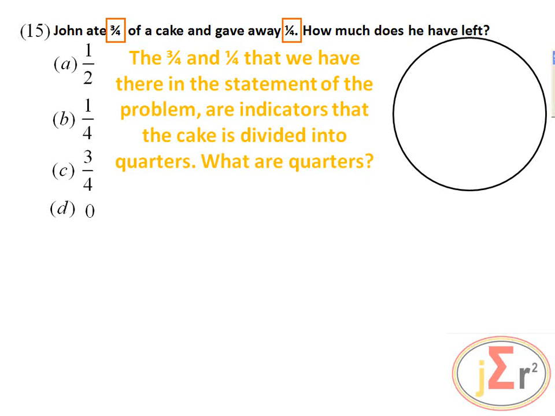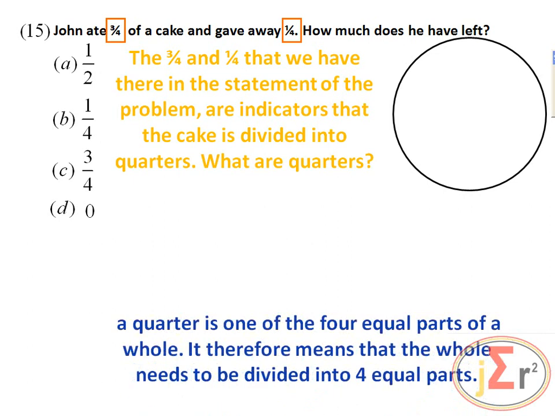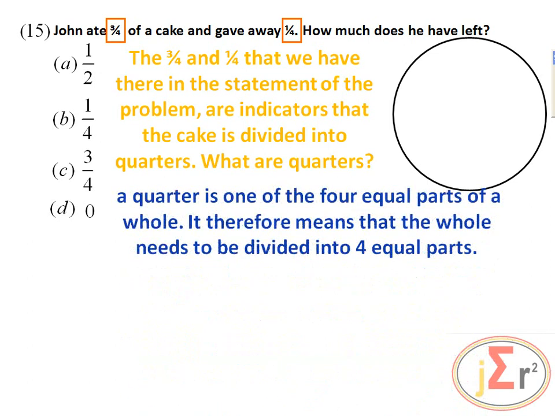The 3/4 and a quarter that we have in the statement of the problem are indicators that the cake is divided into quarters. What are quarters? A quarter is one of the 4 equal parts of a whole. It therefore means that the whole needs to be divided into 4 equal parts.